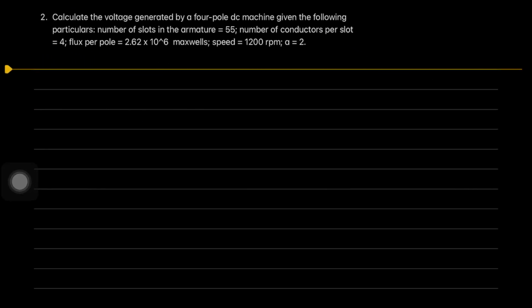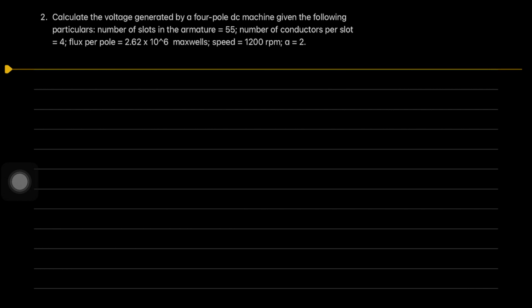This is now the generated voltage of the generator with these given parameters. Problem number 2. Calculate the voltage generated by a 4-pole DC machine given the following particulars. The number of slots in the armature is equal to 55. The number of conductors per slot is equal to 4. Flux per pole is equal to 2.62 times 10 raised to 6 Maxwells. The speed is equal to 1,200 RPM. And the number of parallel paths is equal to 2.